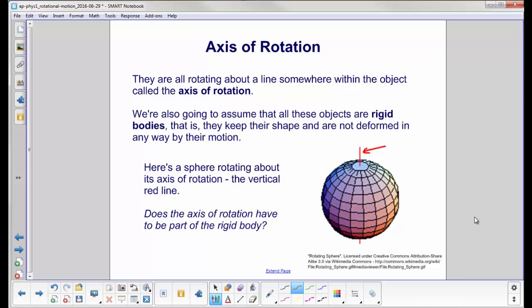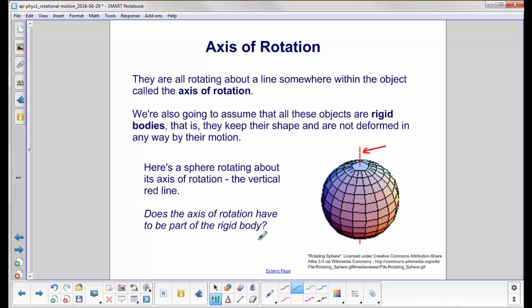You can see how it's spinning around. We're also going to assume that all of these objects are rigid bodies. That is, they keep their shape and are not deformed in any way by their motion, which again is not true, because as the Earth rotates, it is slightly deformed. It is not a sphere. It is an oblate spheroid, slightly flattened at the two poles. Again, not going to worry about that now.